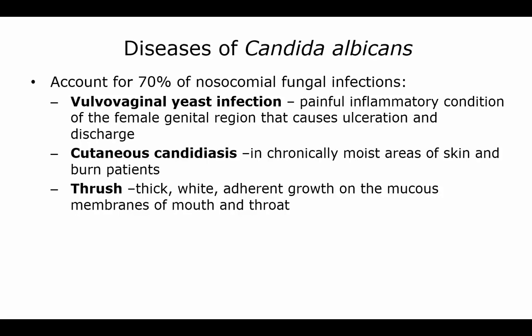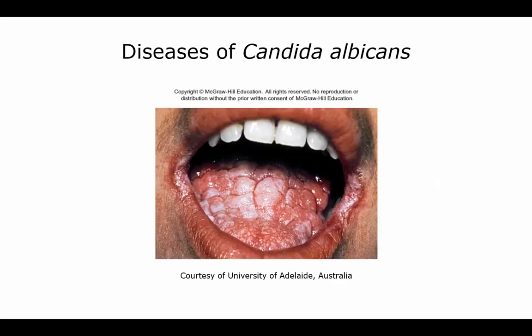The cutaneous candidiasis is usually on moist areas of the skin, and you'll see this in burn patients. And then, of course, the thrush. This is the thick white growth on the mucous membranes of the mouth and throat that can be especially painful, and you often see this in babies.